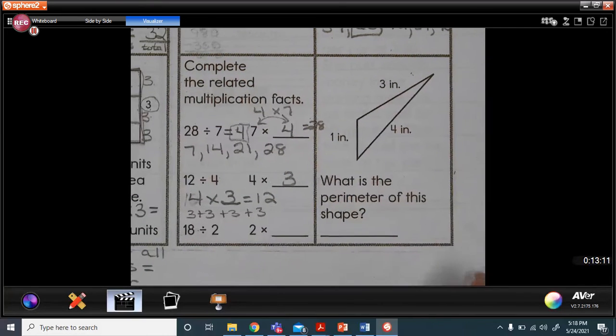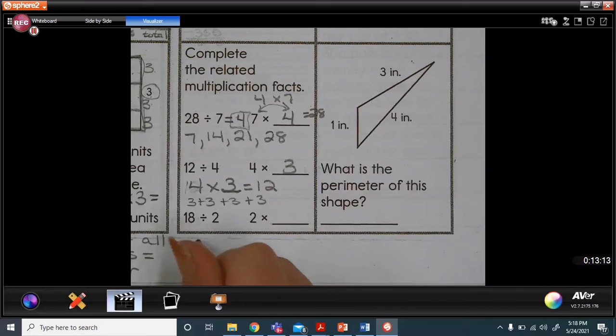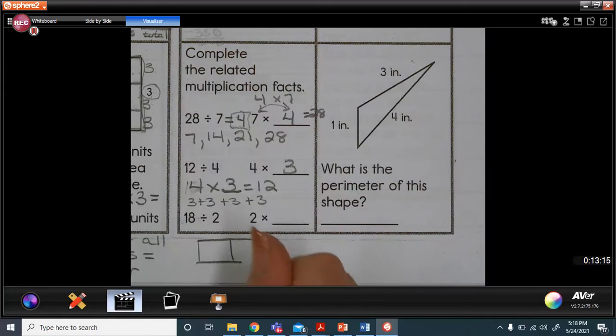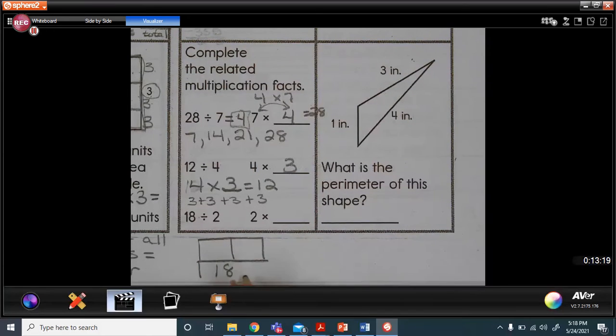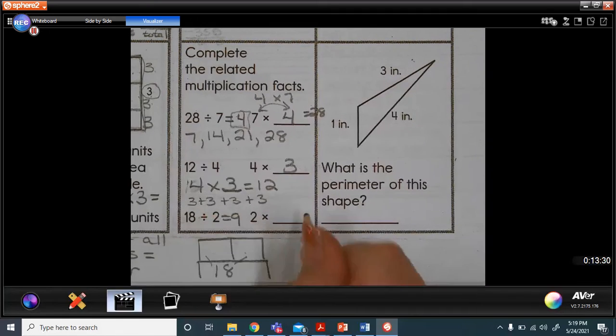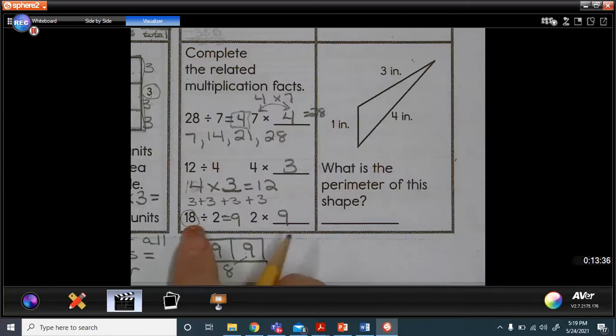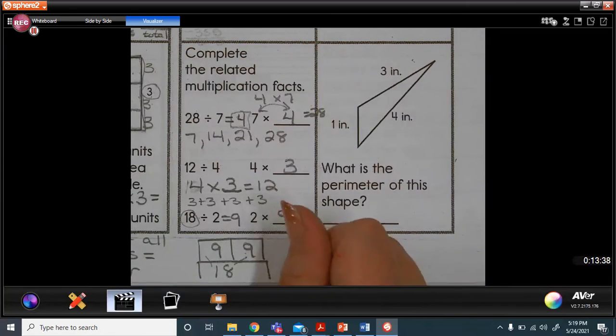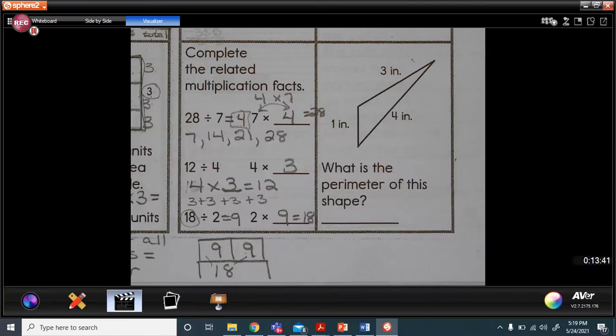And finally, 2 groups of what gives me 18? Well, how much could I put in here and here to make this equal? Right, you got it. It's going to be 2 groups of 9. 2 groups of 9, 9 and 9 makes my total of 18. So 2 times 9 is also equal to 18.